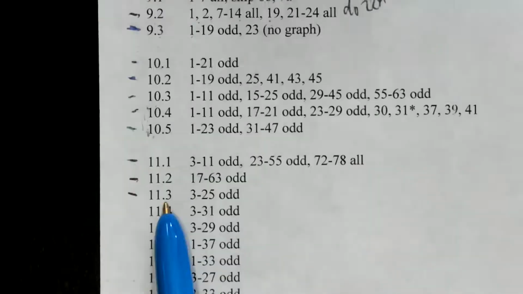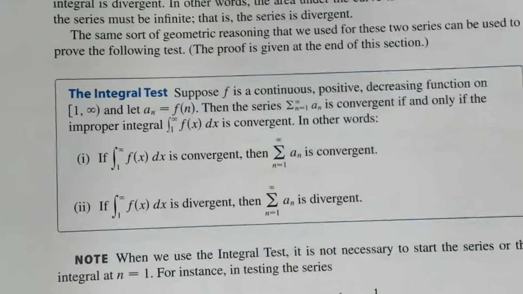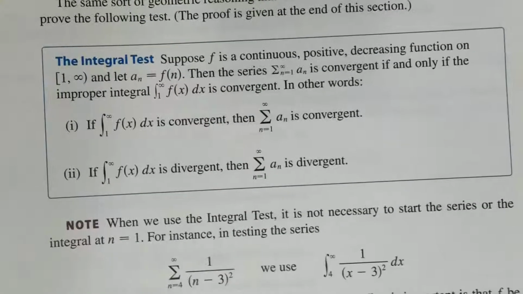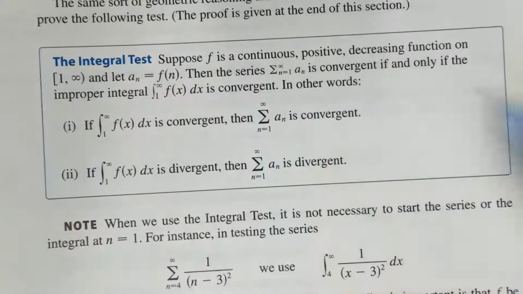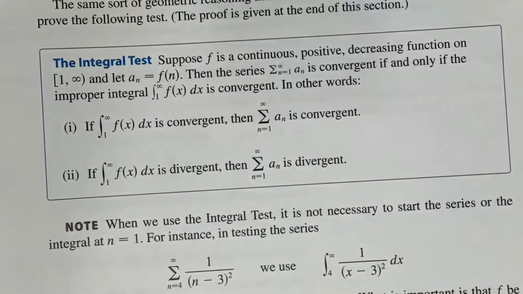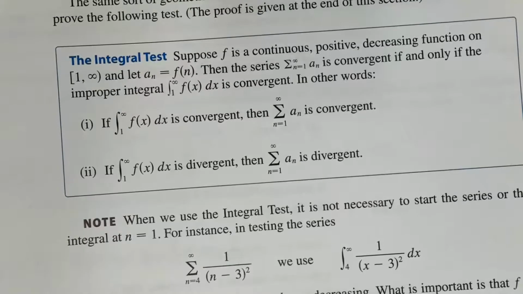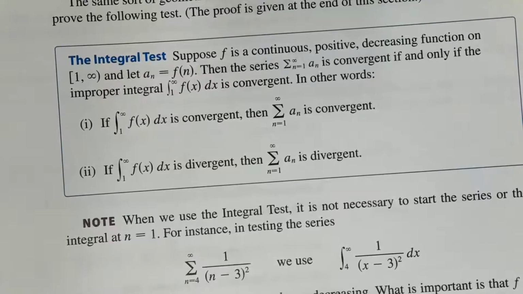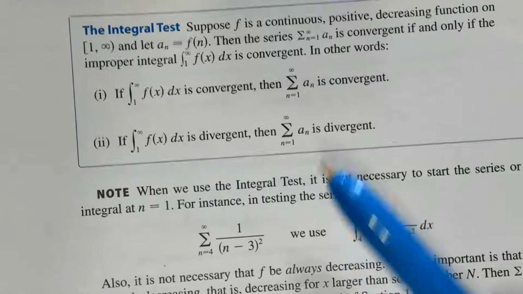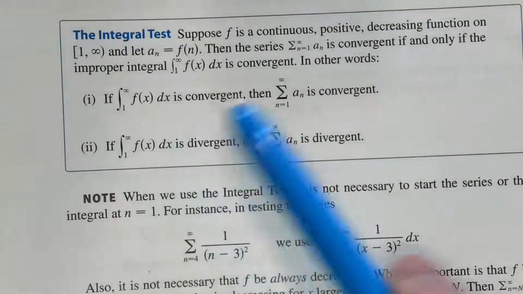All right, so we are back to the integral test, 11.3. You hit the highlights. Page 721. Put this on your cheat sheet. If f is continuous, positive, and decreasing, okay, so the function that we're considering has to satisfy that, and they generally will. Essentially, whatever happens to the integral happens to the series.